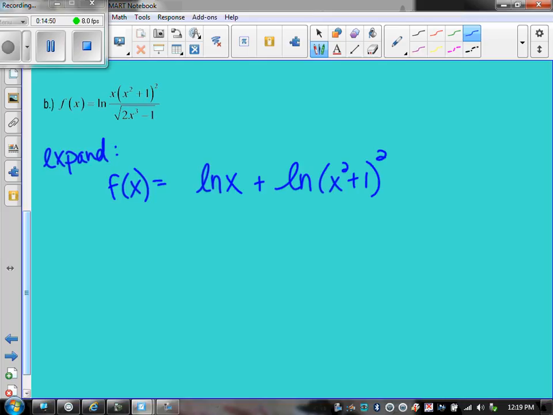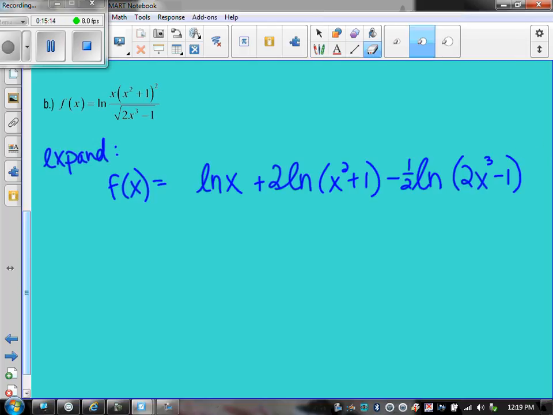Ooh, can I bring that 2 up in front right now? I'm going to do that. I'm going to take this 2 and bring it up in front. Then I have dividing, but when I expand, dividing really turns into a subtraction. So then I have the natural log of 2x cubed minus 1 to the 1/2. And again, can I take this 1/2 and bring it up in front instead?